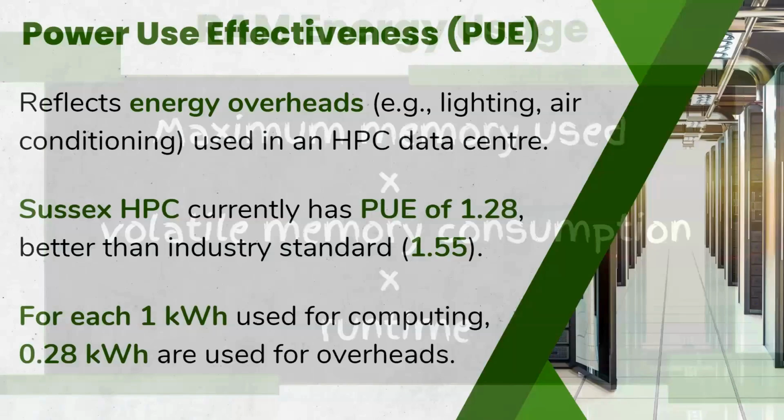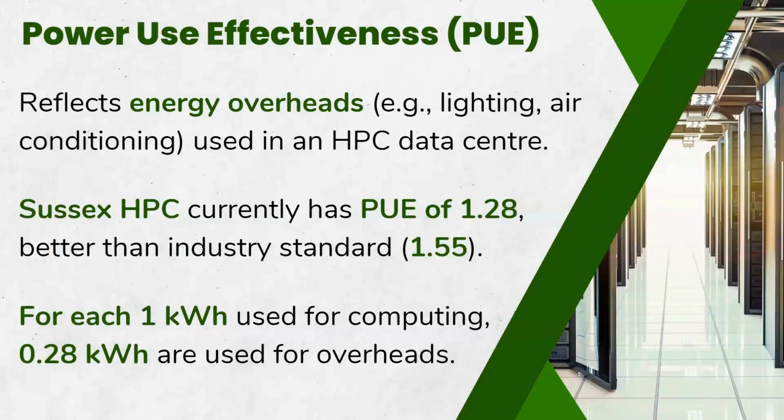But just knowing the energy usage of CPU and RAM isn't enough. We need to put that in the context of power use effectiveness, which basically considers the energy overheads needed to run that computing. So as well as the actual processors doing what they need to do, we need to consider the lighting and the air conditioning and various other things that are needed to operate a data center. So basically, the lower the number we have here, the more efficient our computing is, or the overheads are.